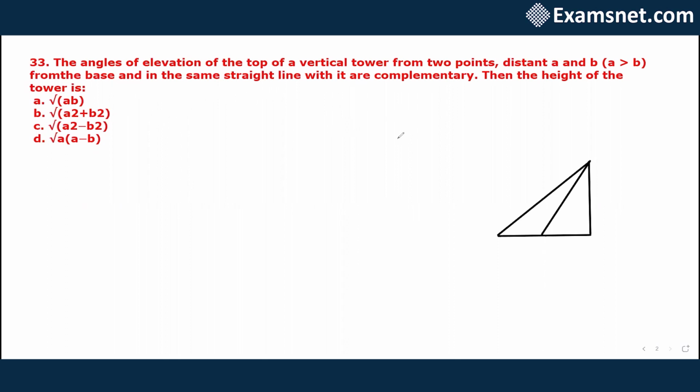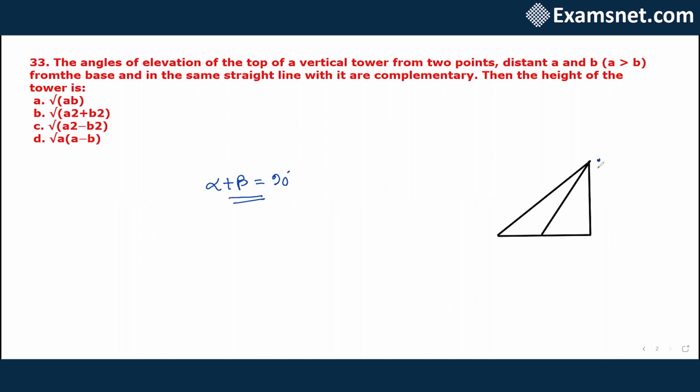First, let me explain what complementary angles are. Which angles are called complementary angles? If the sum of two angles is 90 degree, then we can say that each of them is complementary to the other. So here alpha and beta are complementary angles.